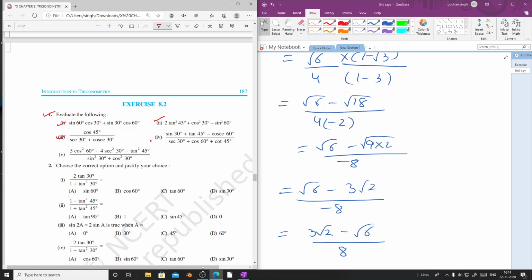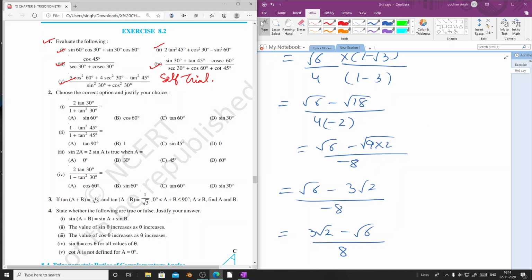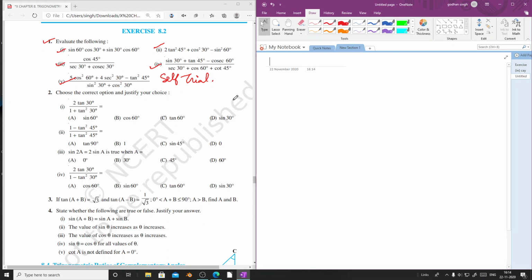Question number 1, part 4 and part 5, both will be for self-trial. You will be trying them on your own. So just simply you have to put the values, and then you will be doing the calculation work, and you will get the answer. Now next, let us go to question number 2. Question number 2 is also very simple. In this one, just you have to put the value of tan 30 and do the calculation work.